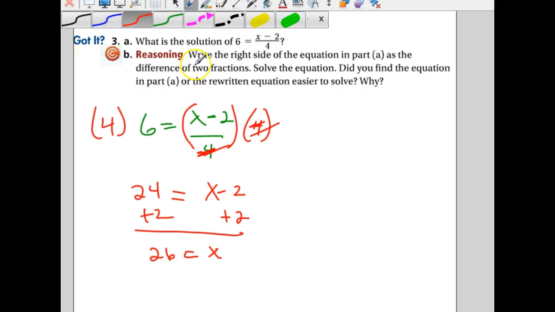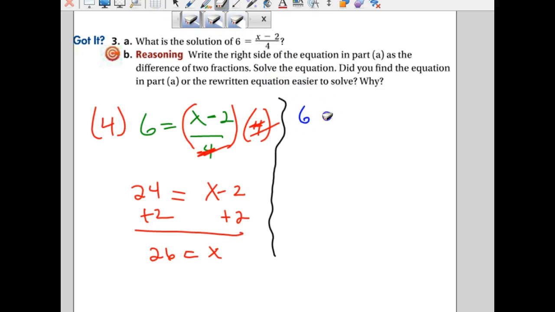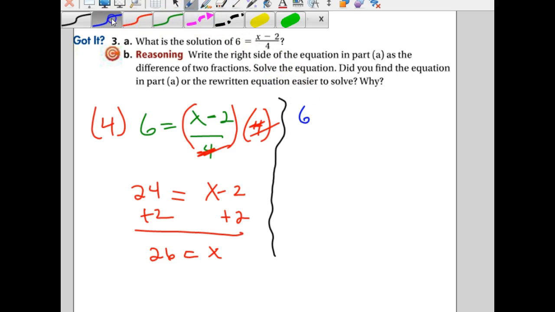So that's right. Write the right side of the equation in part A as the difference of 2 fractions. So there's another way you can write this. And this makes it a little bit more complicated, I think, but we'll see what you think. You could write the right side of the equation as 2 separate fractions, x over 4 minus 2 over 4. Okay? In which case you have to isolate this part with the x by getting rid of this, adding 2/4.